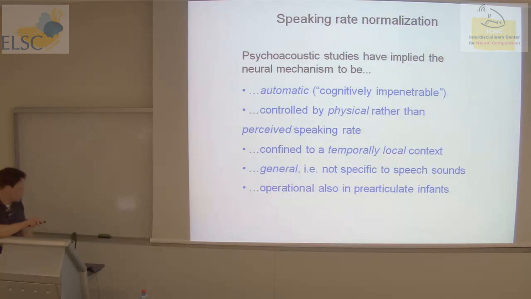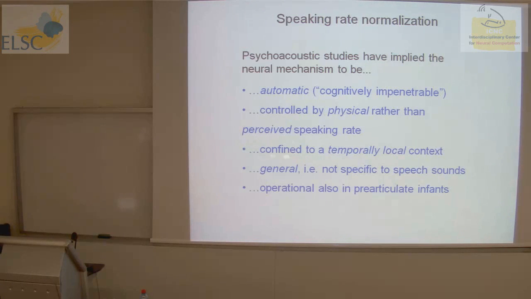There was a lot of research on it. Most of it negative. What has been found is that this mechanism is cognitively impenetrable. So you can instruct the subject what you're going to do, and that you should try to prevent it. They will not be able to control it. It's really controlled by the physical speaking rate and not by the perceived speaking rate. You can play tricks and make somebody think he's listening to fast speech, and still you will get these transitions correct.